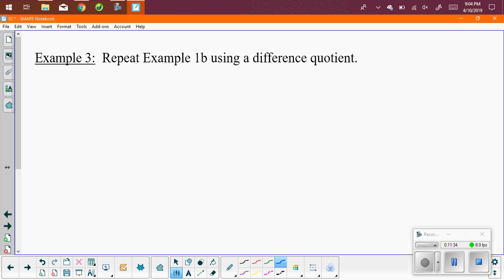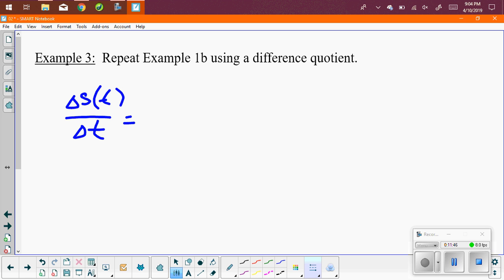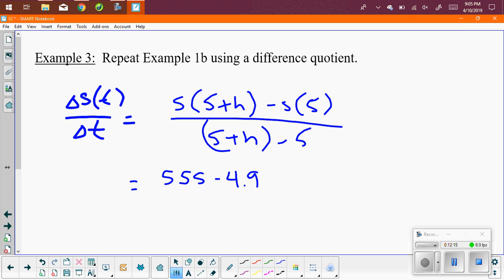So I was trying to find the instantaneous rate of change, so my change in s of t with my change in t. That's going to be, and I think it was at 5, so I want s of 5 plus h, some little amount, minus s of 5, over 5 plus h, take away 5. What was my function? My function was 555 minus 4.9 t squared.